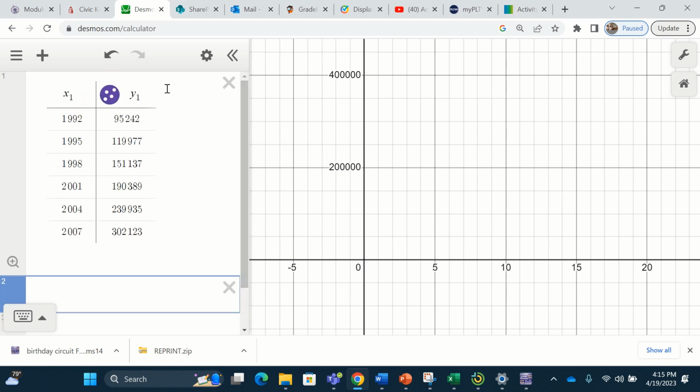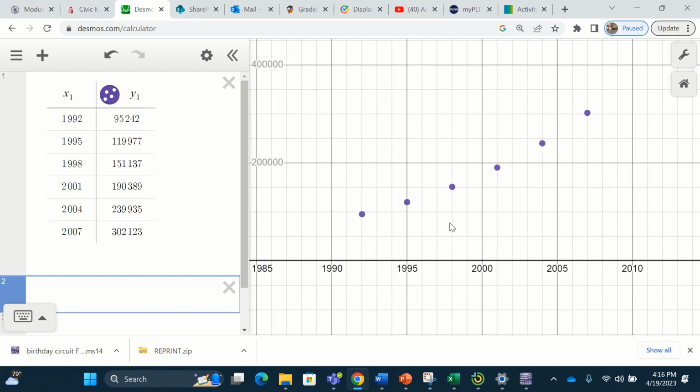Now, if you recall from the video, the first thing I tried was to just put in the table as is, and I'm going to zoom fit on that. And you can see where those points are. Hopefully I didn't make any typos when I typed them in this time.